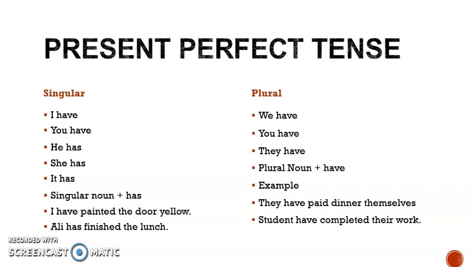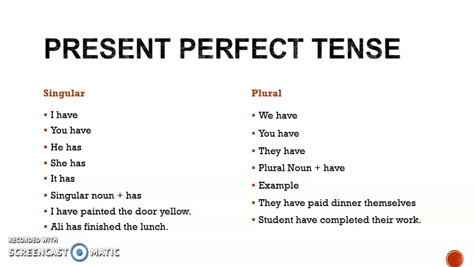We use have with I and you in the singular pronoun, and we use has with he, she, it, and with a singular noun. It means in two cases we use have with a singular pronoun. Now we will see the plural cases of pronoun. We use have with we, you, they, and with plural nouns.